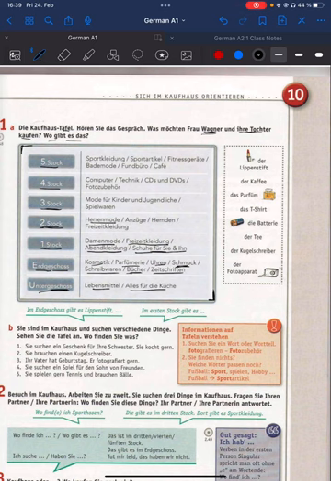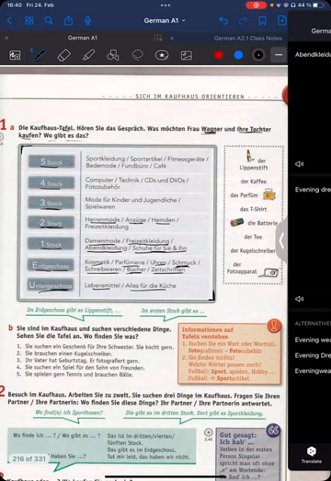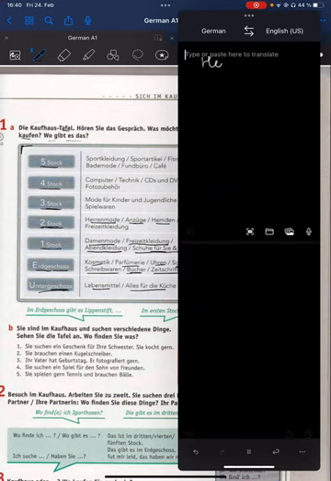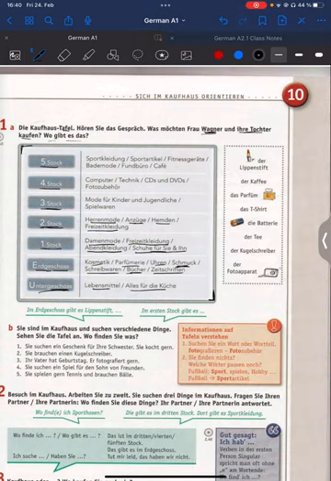Herrenmode, men's fashion. Anzüge, suits. Hemden, okay, shirts. Yeah, shirts. Freizeitkleidung, free time, casual clothes. See the difference between women's clothing and men's clothing. There's no Abendkleidung. Okay, fine. And this would be very small from these items. Okay, it's fine.